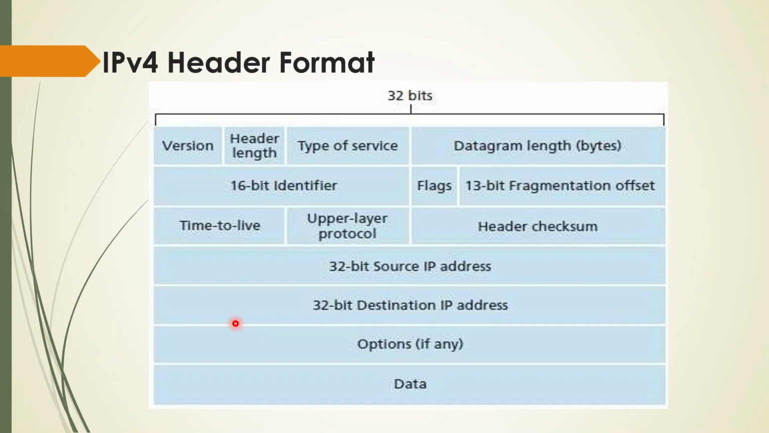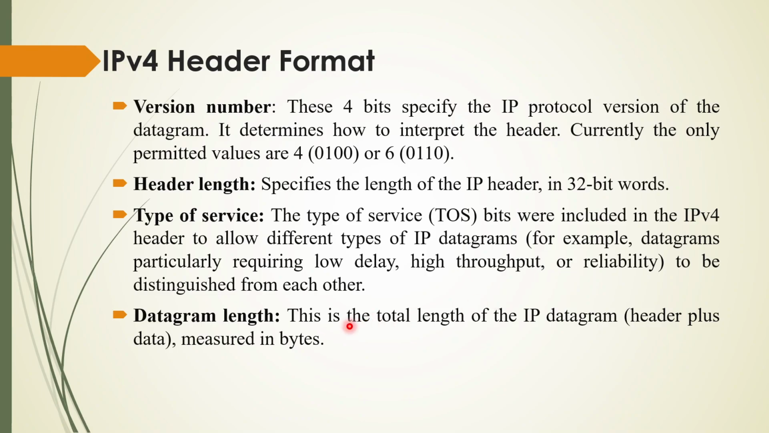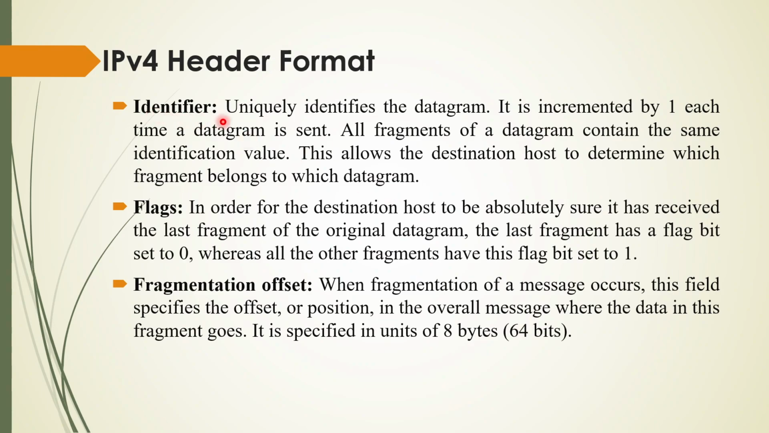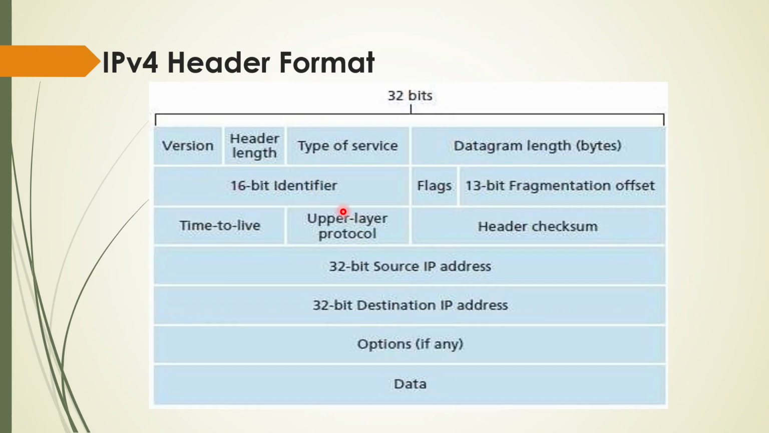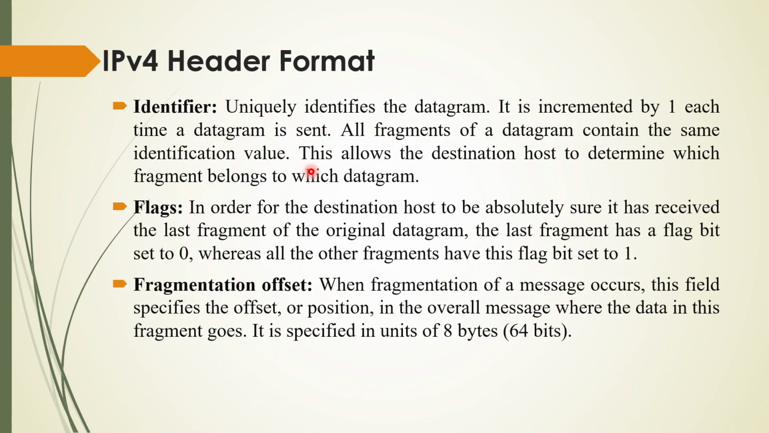Next is datagram length. This is the total length of the IP datagram, header plus data, measured in bytes. So this is the length of the packet, that is datagram length. Next is identifier. The 16-bit identifier uniquely identifies the datagram. It is incremented by 1 each time a datagram is sent. So when we send data, it is incremented by 1. All fragments of the datagram contain the same identification value. This allows the destination host to determine which fragment belongs to which datagram.